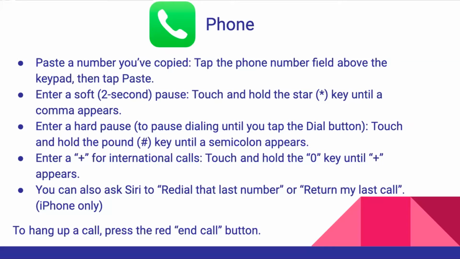You can enter a soft 2-second pause by touching and holding the star key until a comma appears. You could also do a hard pause to pause dialing until you tap the dial button. And you would do this by touching and holding the pound key until a semicolon appears. You can also make international calls. You would hold the 0 button until the little plus comes up.